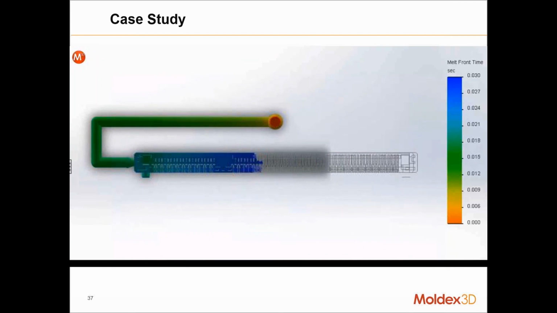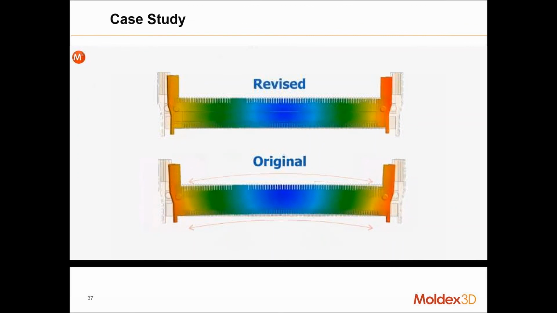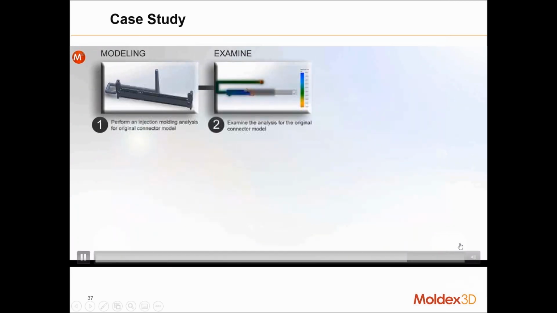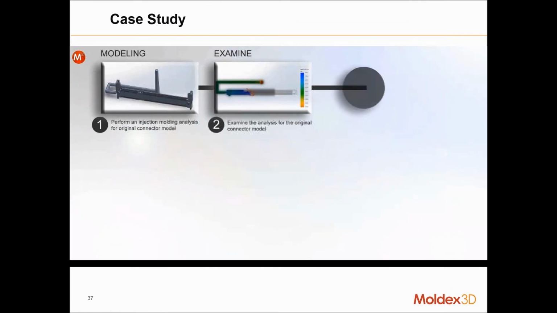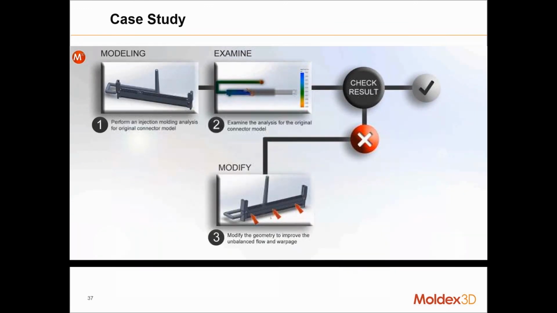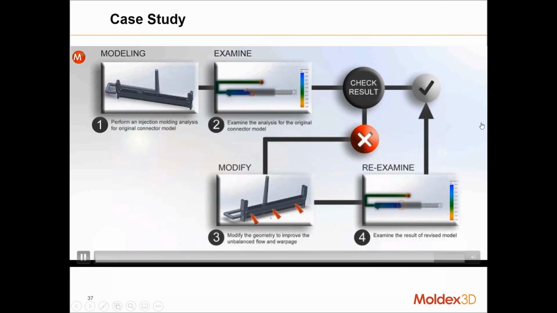So you can see the previous air trap location is gone, due to the flow balance being better than before. And also the second air trap location. And of course, the warpage is also reduced. So the concept of Sync, or what Moldex3D can do, is help in the early design phase to review the result. If the result is not good, then we go back to modify the CAD geometry, then review the results again. All right, so this is my presentation today.